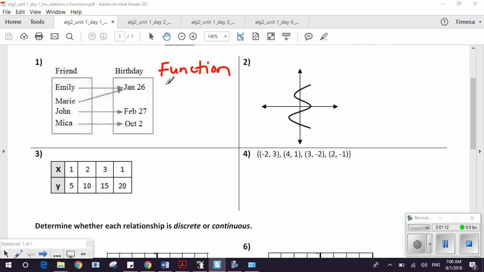Since it's a function, it's onto, because every domain has a range. But it's not one-to-one because January 26th is being shared by both Emily and Marie. And one-to-one means strictly one x to one y. No y's get to duplicate.